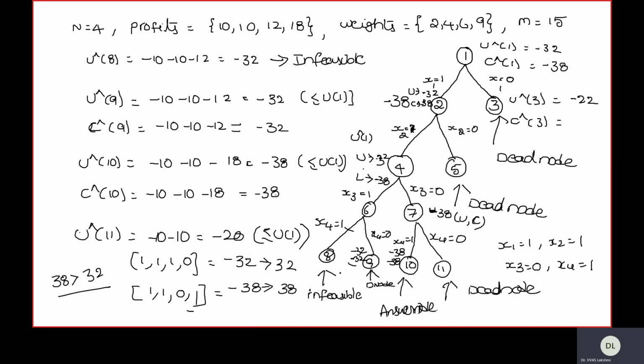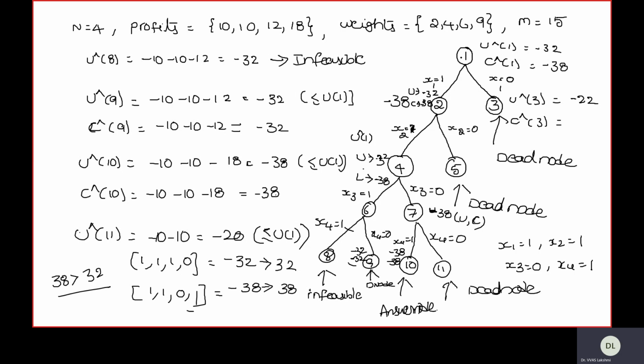So the total profit: here we are going to consider x1 completely, so we will obtain the profit 10. And x2 we will obtain the profit again 10, that is 10 plus 10, 20 is the total profit. The third item we are not going to consider, that is nil. And the fourth item we will completely place into the bag. 10, 10, 20, 20 plus 18, that is 38. The total profit we will get is 38.